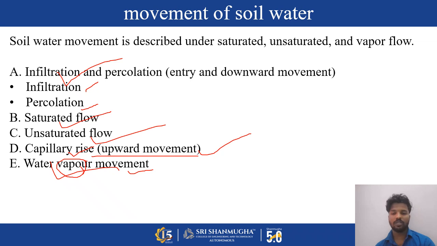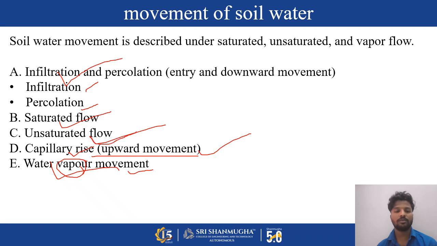Now we're going to see saturated flow. Saturated flow occurs when all or almost all pores are filled with water. That is the saturated flow condition. It usually occurs just after heavy rain or irrigation. The driving force is mainly gravity, with some influence of pressure and potential gradients. The saturated flow rate is governed by the saturated hydraulic conductivity, which is higher in coarse structure soil with many large pores.